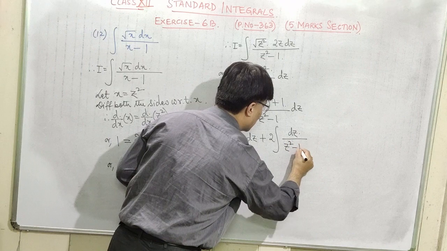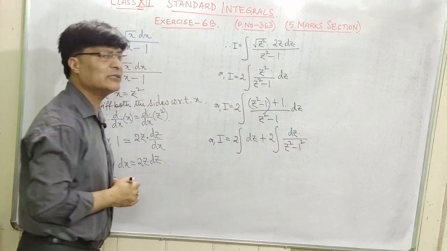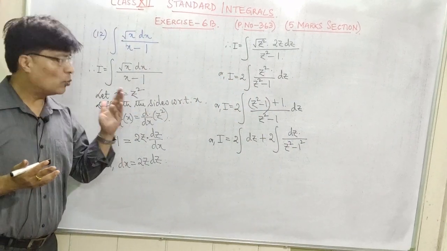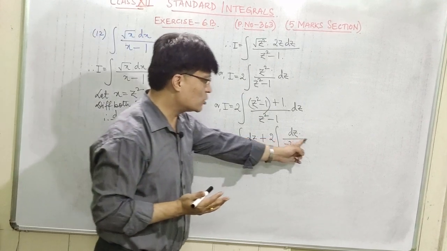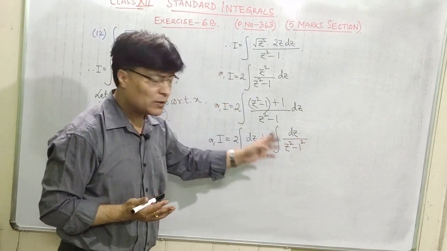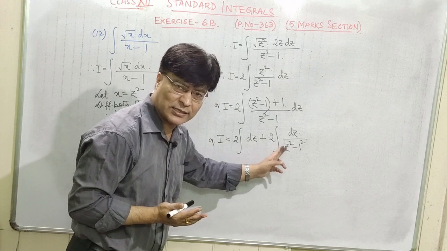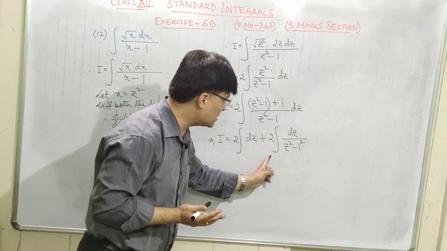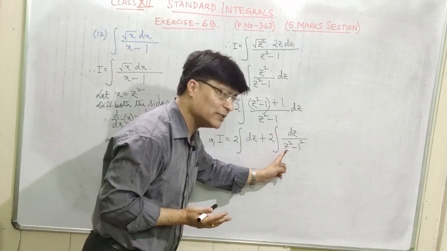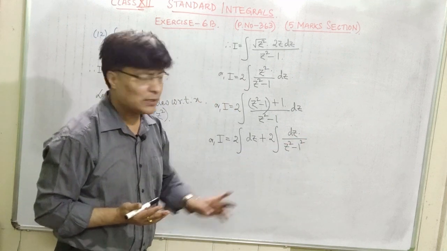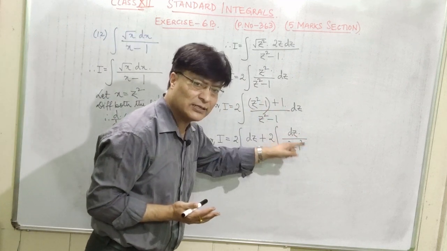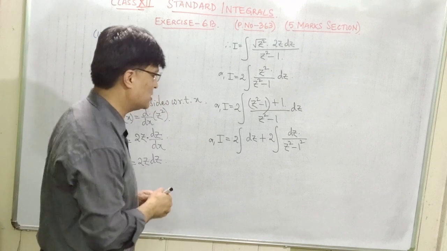z square minus 1 can be written as z square minus 1 whole square, because this is the standard form. So which standard form is this one? That is second standard form: integral sign dx divided by x square minus a square. Here instead of x there is z, instead of a there is 1. So there is a formula, isn't it?